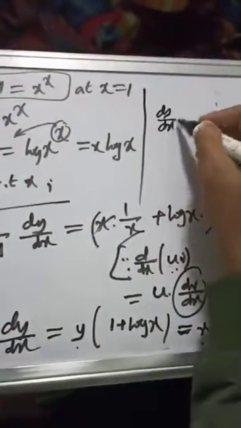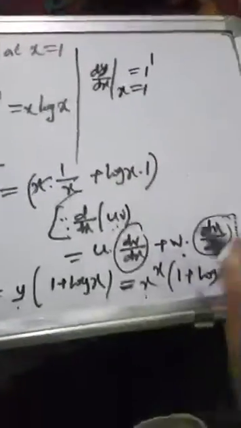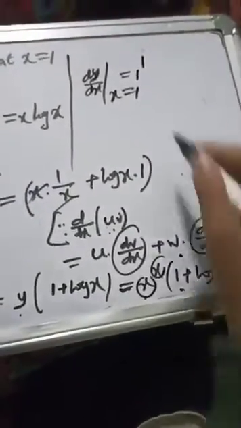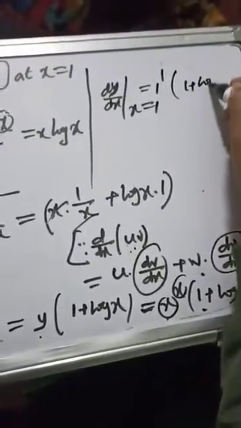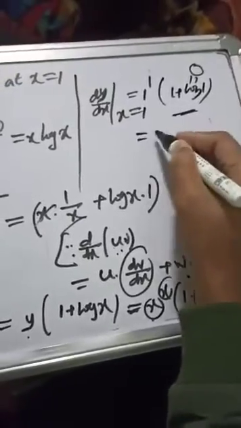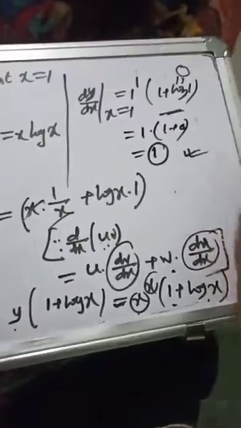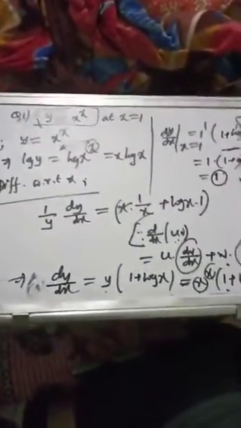What is dy/dx at x equal to 1? It is 1 to the 1 times (1 plus log 1). Log 1 is 0, so this becomes 1 into (1 plus 0), which is 1. So the derivative of x to the x at x equal to 1 is 1.